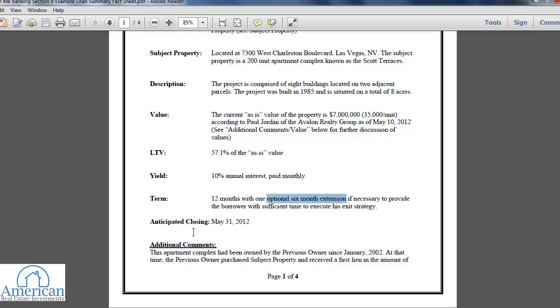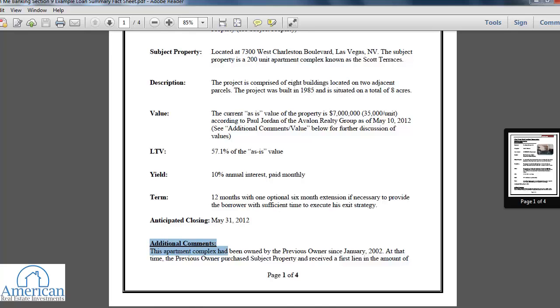Next, you're going to see the section that talks about the additional comments on the property. And what you need to know here is that the previous owner acquired this property in January of 2002. And he was a victim of the mortgage crisis as well. His apartment complex jumped up in value. He over-leveraged it, and eventually the property itself deteriorated to where there were so many units in unrentable condition he couldn't even afford his mortgage payment anymore.